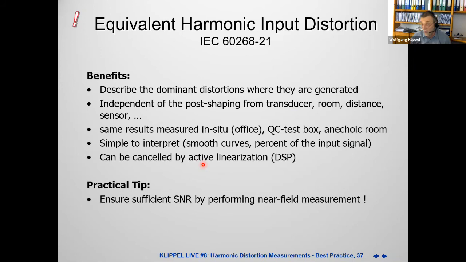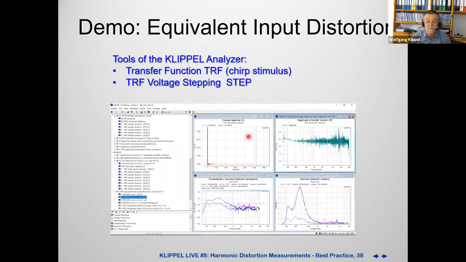What is the only problem? It is to ensure sufficient signal to noise. Why? By doing the inverse filtering, you are maybe boosting high frequency signals, also noise, and you may interpret them as harmonics. But if you are doing that in the near field measurement, then you are 100% safe.